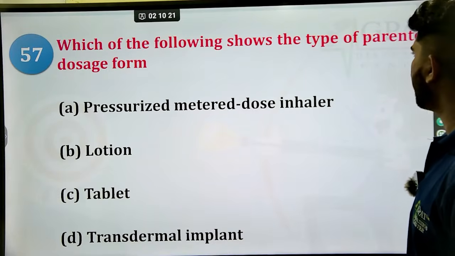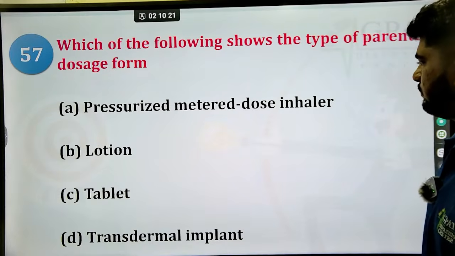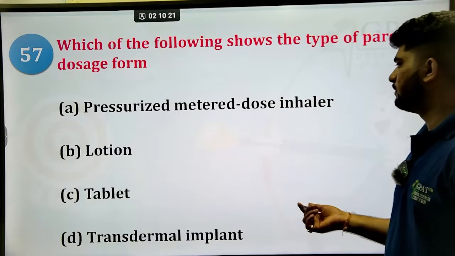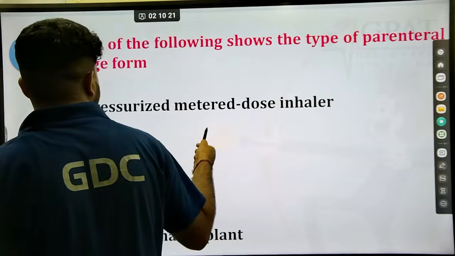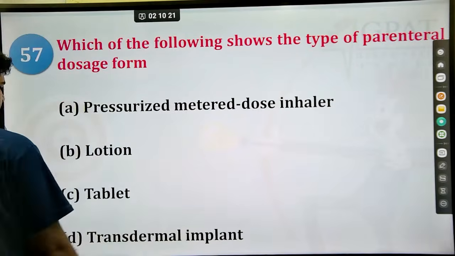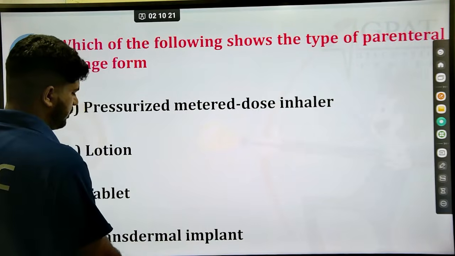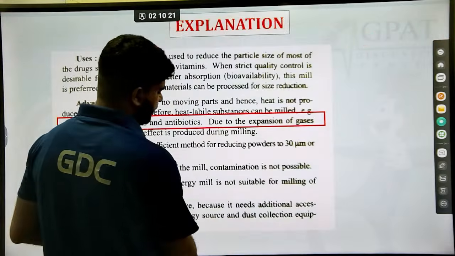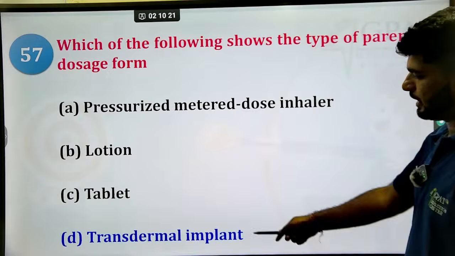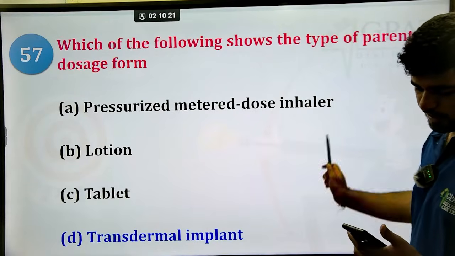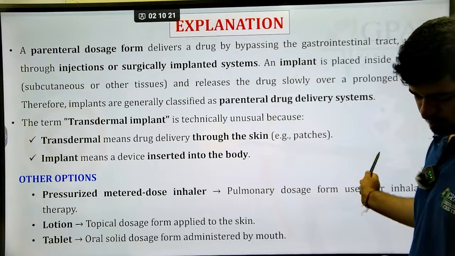Which of the following shows the type of parenteral dosage form? Parenteral. Okay. Pressurized metered dose inhaler, lotion, tablet, or transdermal implant. Implant. The transdermal implant would be your correct answer over here, right?